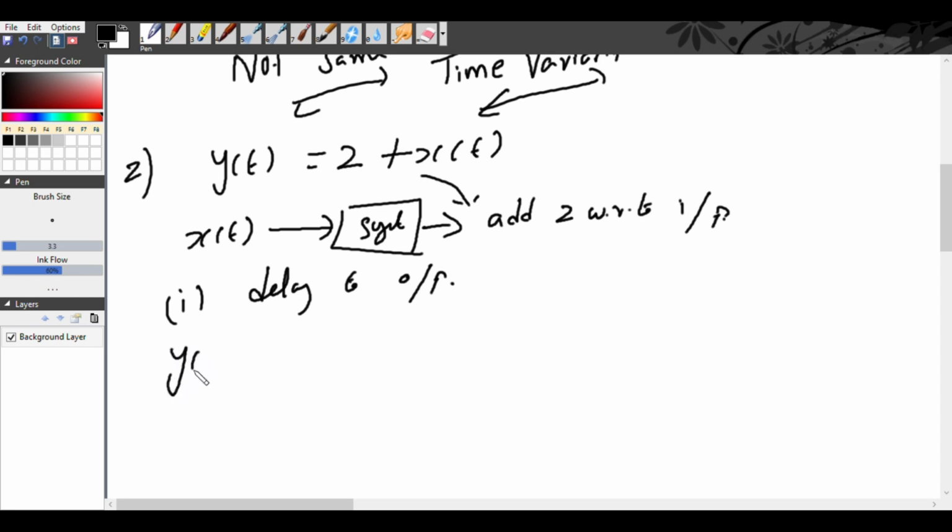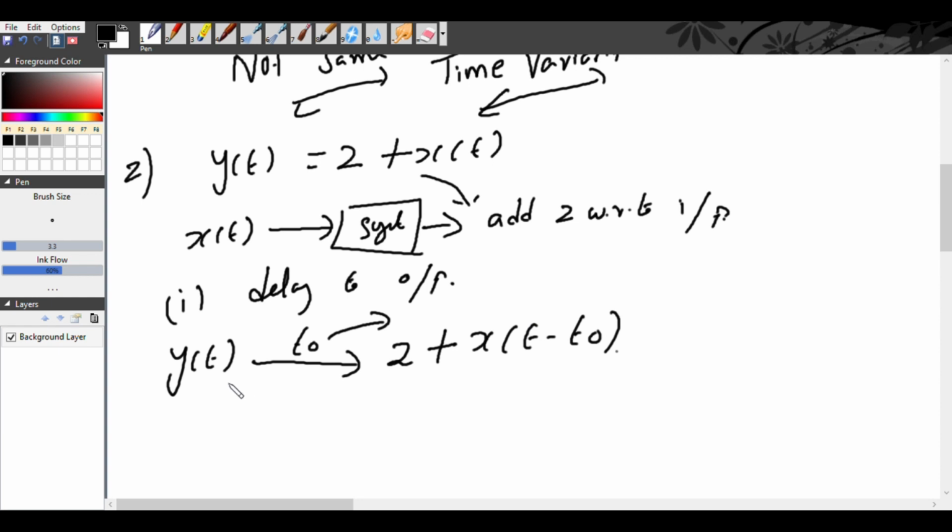Let us check now. For y of t, we are giving a time delay. So what will happen to the equation? Our system is adding 2 with the input, right? So 2 plus the delay element t naught: 2 plus x of t minus t naught is the output we now get. Why? Because we are adding a time delay element on the output side. So we are replacing t using t minus t naught. Instead of t we are putting it as t minus t naught, right?